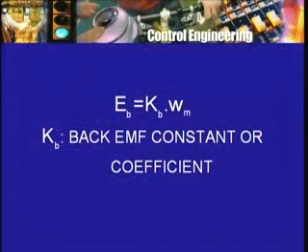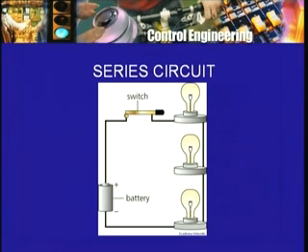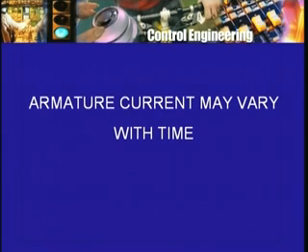We have written down therefore two equations for the electrical part: the back EMF equation, Eb equal to Kb omega m, and the electric circuit equation for the series circuit, as it were, of armature resistance, the back EMF, and the applied voltage. However, as we have seen, the armature current may not remain constant, because the load may change, because the supply voltage may change, among other things, and therefore armature current may vary with time.